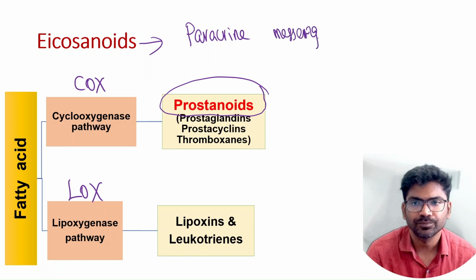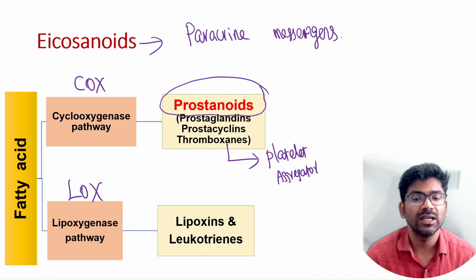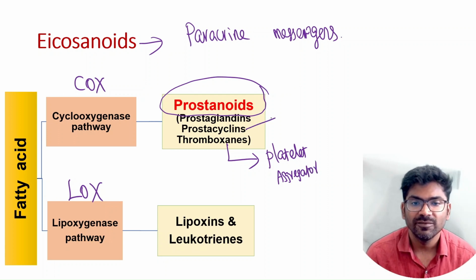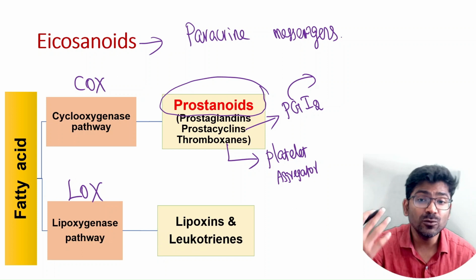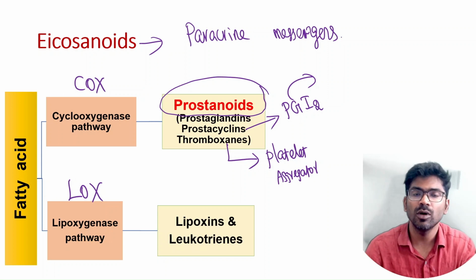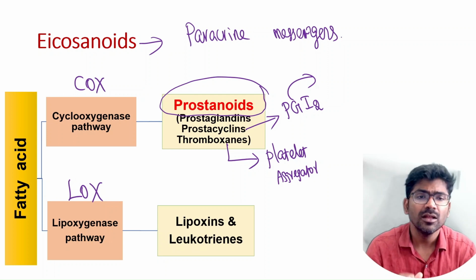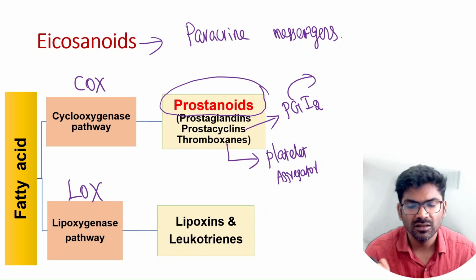So what is the role of these messengers? Look at this thromboxane. Thromboxane is a platelet aggregator. Thromboxane A2 is a platelet aggregator and vasoconstrictor. Whereas prostacyclin, which is PGI2, is a vasodilator and it inhibits platelet aggregation. So thromboxane A2 and prostacyclin have opposing actions, right? This much basics is enough to understand this topic, the cardioprotective role of omega 3 fatty acids.